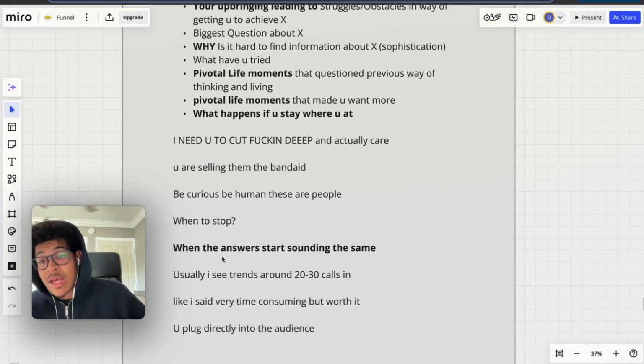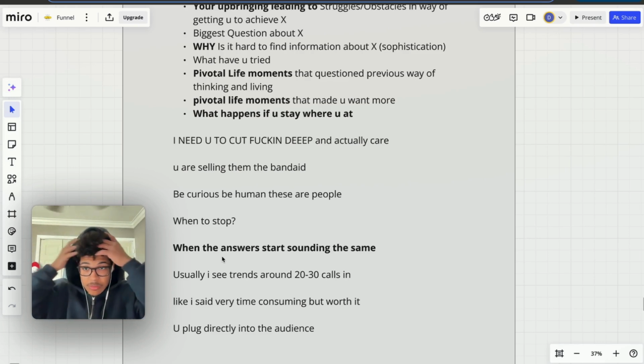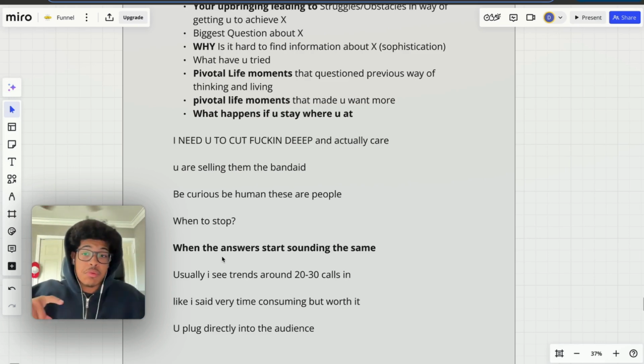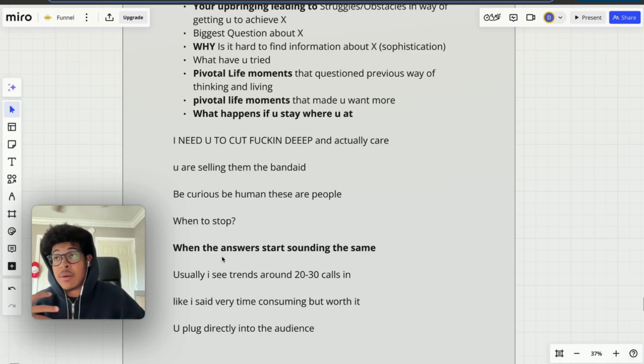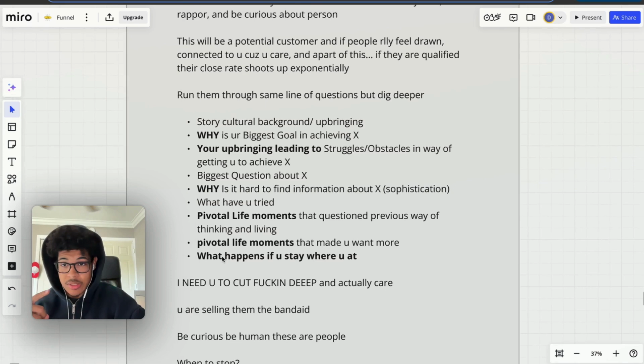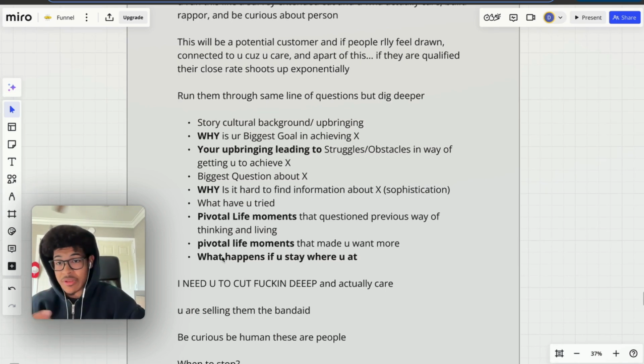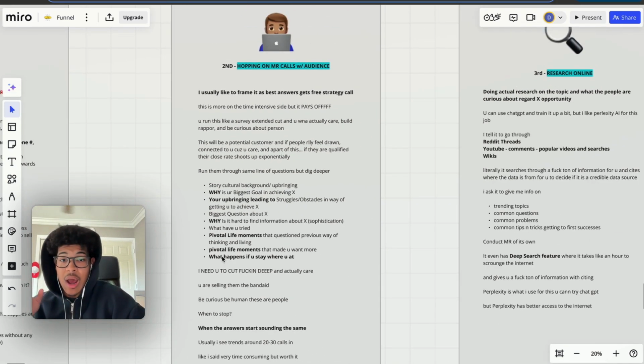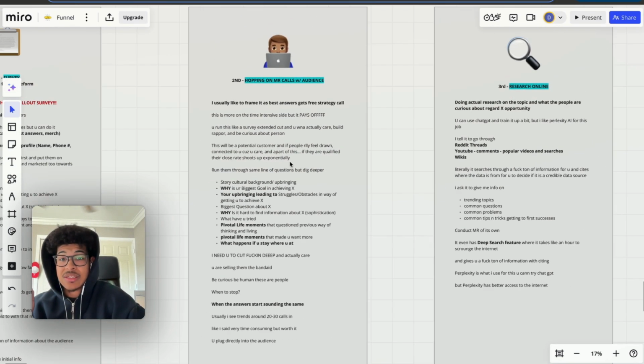Like I said, this is very time consuming. I get it. Very, very time consuming. But it's super worth it because you want to get the emotion out of the crowd. This is where you're going to find it. Like I said, you plug directly into the audience, you get everything emotional. So yeah, that's hopping on market research calls with the audience. These two alone are going to do wonders for you.